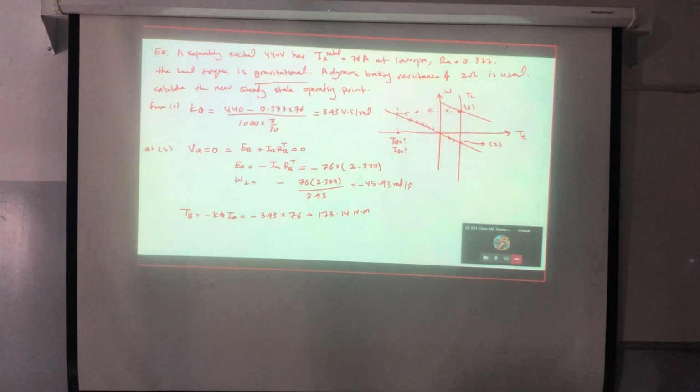So simply if I need to calculate the IB, it will be equal to TB over K phi. Even simple, you know that. I did not do that, but whatever, calculator. Do you have a calculator? So it will equal minus 173.14 over 3.93, and this will equal to what?